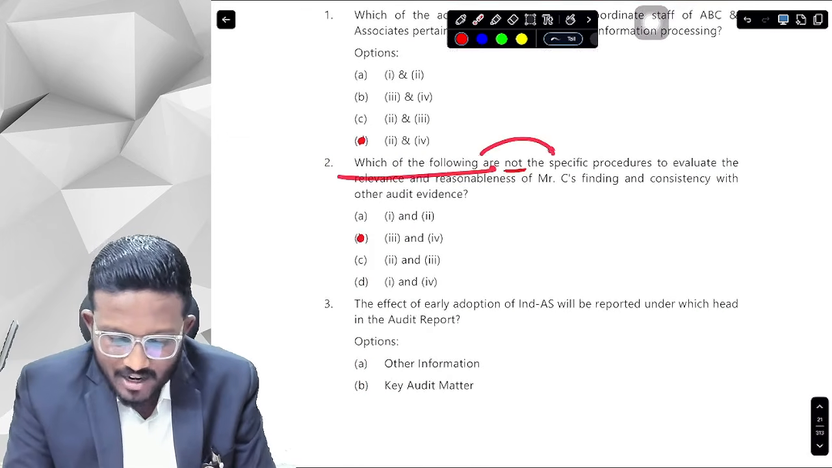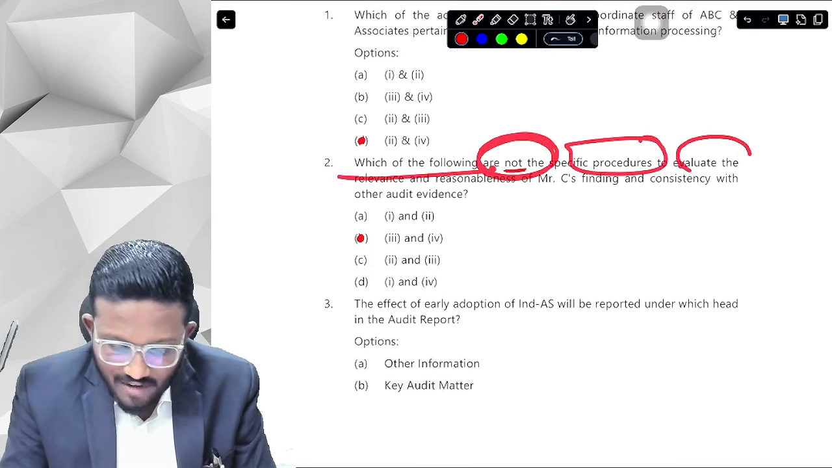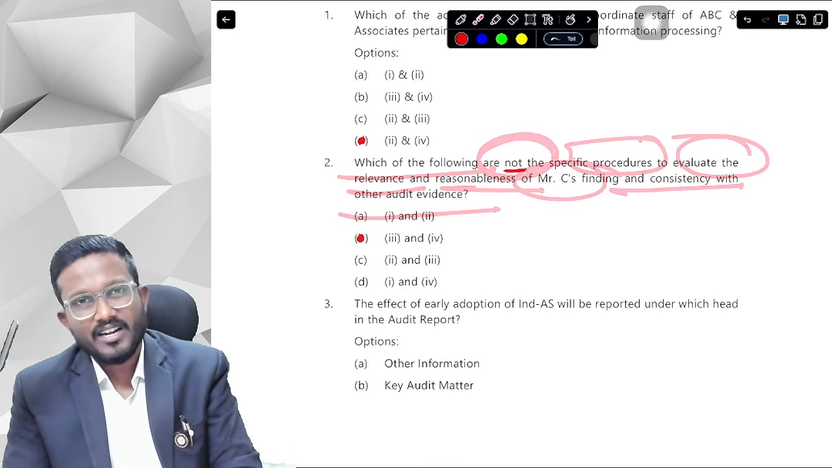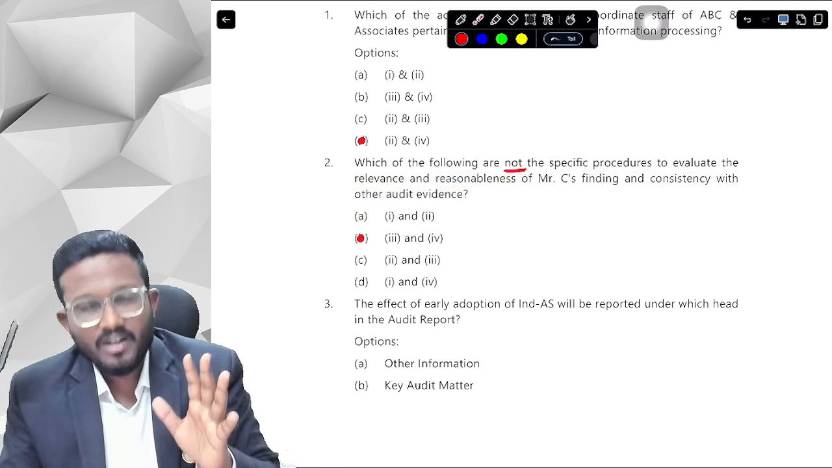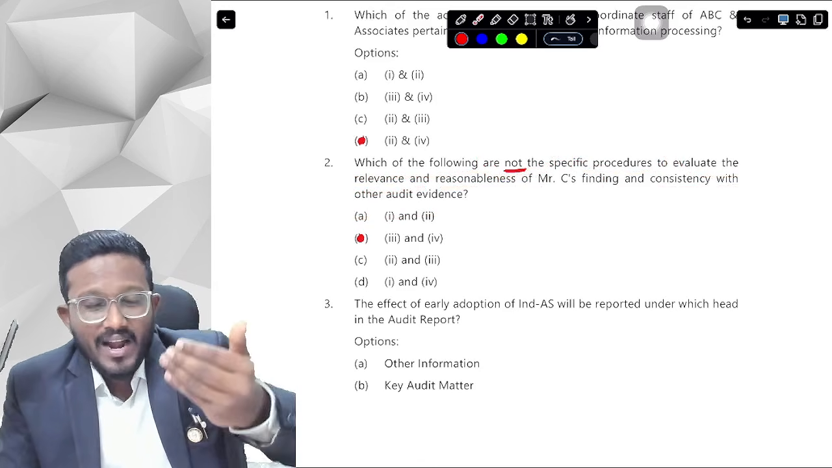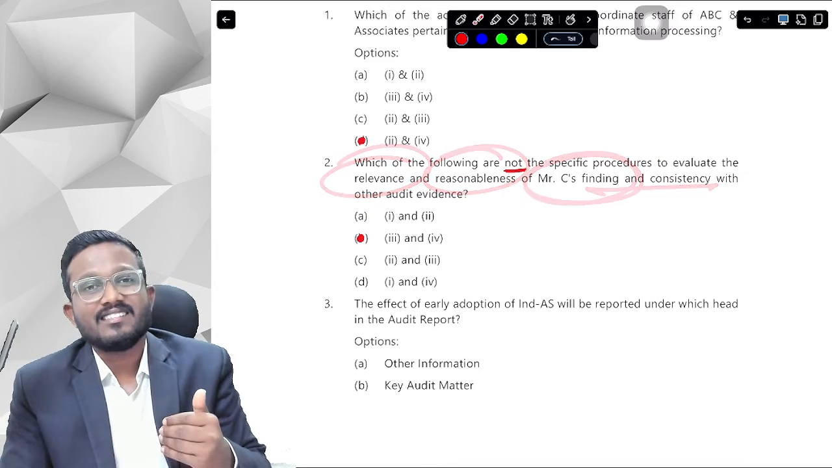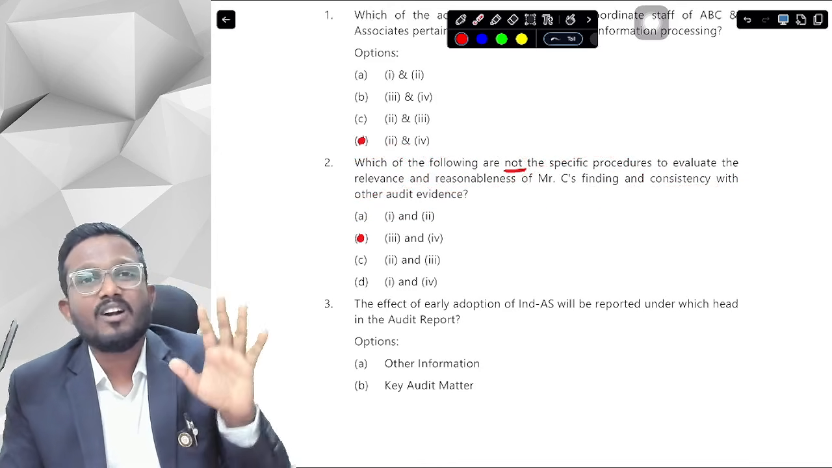Next is what, sir? Which of the following are not the specific procedures to evaluate the relevance and reasonableness of Mr. C's findings and consistency with other audit evidence? So basically we are using an auditor's expert and we want to evaluate the relevance and reasonableness of the auditor's expert's findings and consistency. Now what are the factors which are not covered while evaluating this?